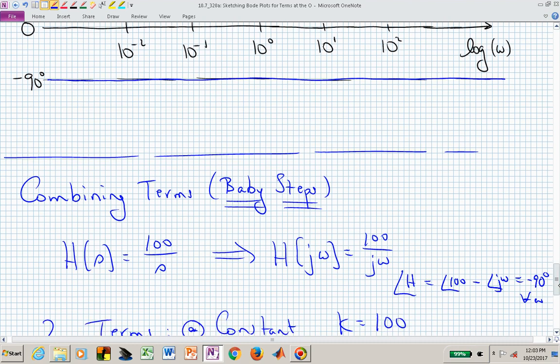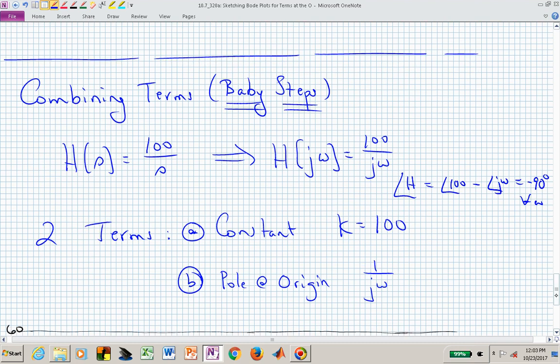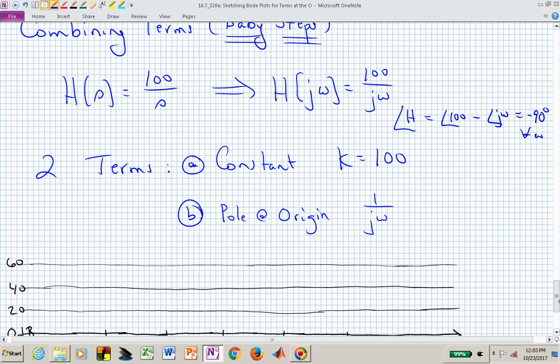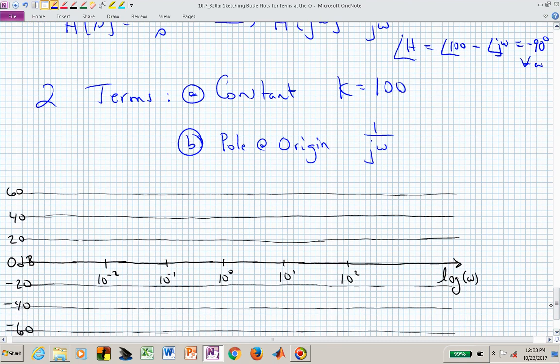Now, magnitude-wise, we have these two terms. We have a gain K of 100 and a pole at the origin. The gain K of 100 is 20 log of 100. Log of 100 is 2, so now we have a gain of 40 dB. This is due to the gain. The pole at the origin we just sketched, and hopefully I've drawn this somewhat consistently, but don't hold me to that.